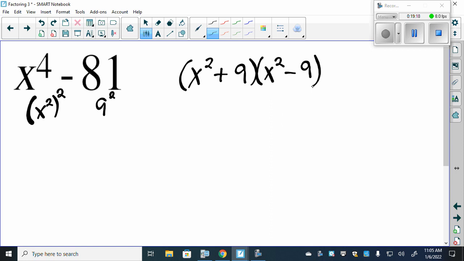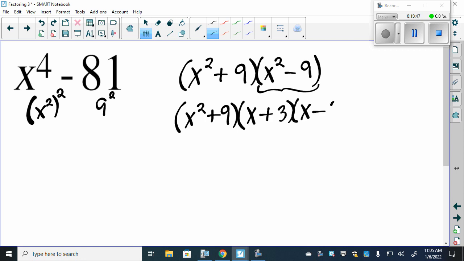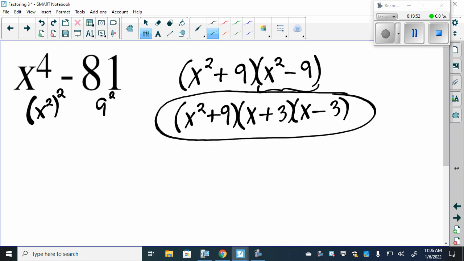And this is where it differs from the other two, because is 9 a perfect square? Yes, because 3 times 3 is 9, which means this part of the factorization is still a difference of perfect squares. We can still factor it. Now the x squared plus 9 is going to stay the same, but the x squared minus 9 is going to become what? X plus 3 times x minus 3. And this here will be completely factored.